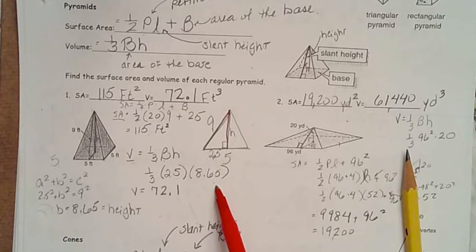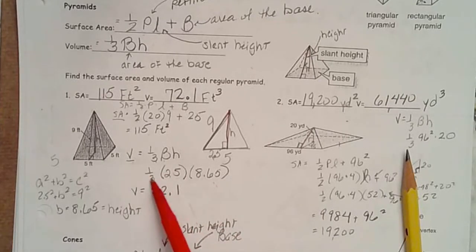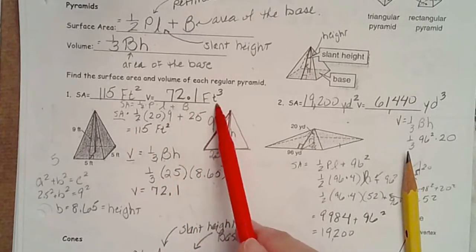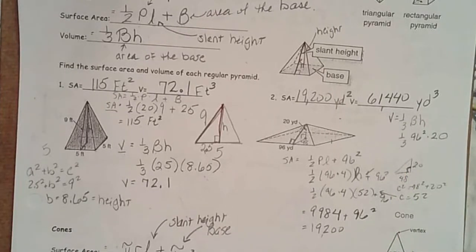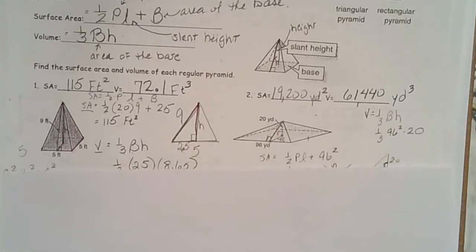Plug that in the formula for height. Multiply this in the calculator, and it's 72.1. Remember, for volume, it's cubic units. One more example that we can go through together is going to be this guy over here. So let's see. I'll start with my formula. So I'm going to rewrite my formula, more or less.